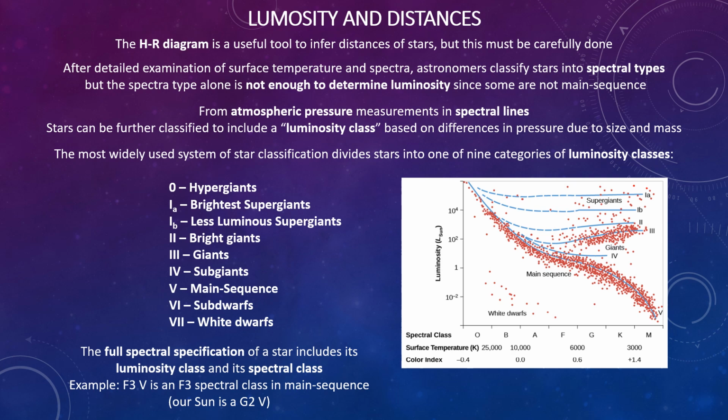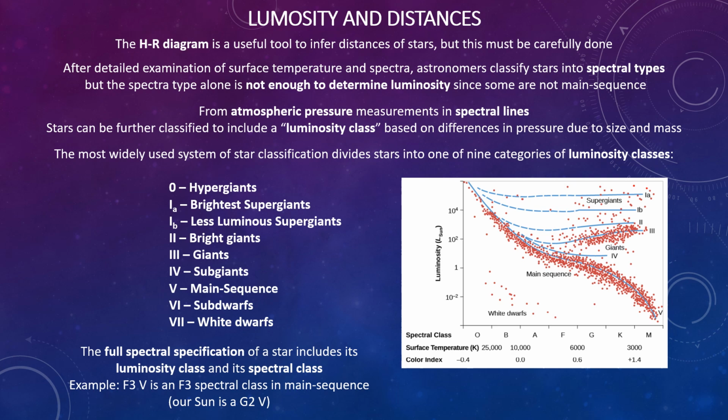The most widely used system for star classification divides stars into one of 9 categories of their luminosity. We have 0 for the hypergiants, 1A, the brightest supergiants. You can see all of these. We've got the V for the main sequence, and that's 5. And then we've got VII for the white dwarfs.